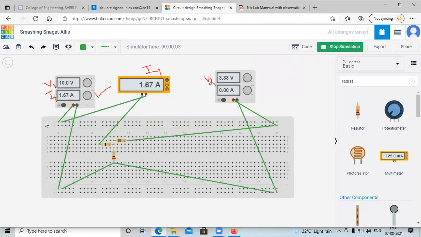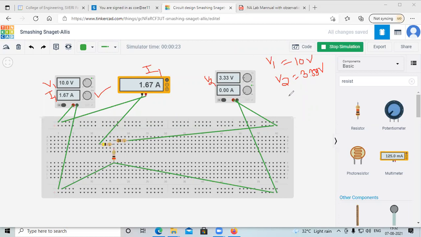Okay, take the reading. V1 is equal to 10 volt. Take the reading for the first condition. That is V1, it is equal to 10. V2 is equal to 3.33 volt.